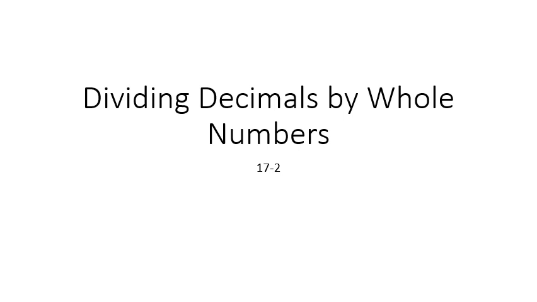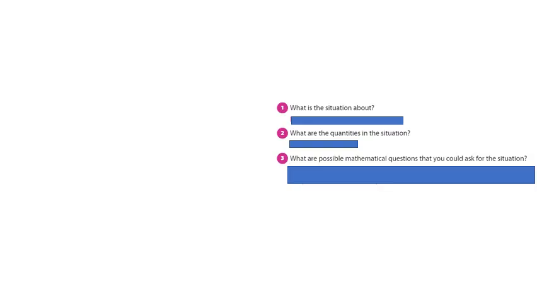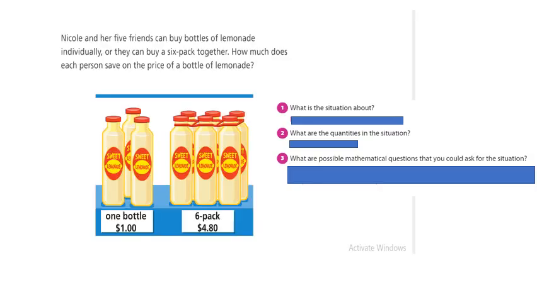For example, 5/10 of a sandwich divided between two people would give 2/500 each. Let's take a look at today's situation. Nicole and her 5 friends can buy bottles of lemonade individually, or they can buy a 6-pack together. How much does each person save on the price of a bottle of lemonade?